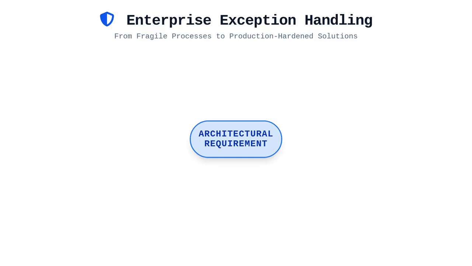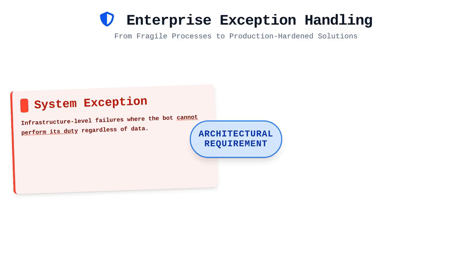When we build enterprise-grade automation, exception handling is not merely a defensive mechanism, but a fundamental architectural requirement. Understanding the distinction between a system exception and a business exception is the primary difference between a fragile process and a production-hardened solution. A system exception occurs when the environment or the application itself behaves in a way that prevents the bot from proceeding regardless of the input data.